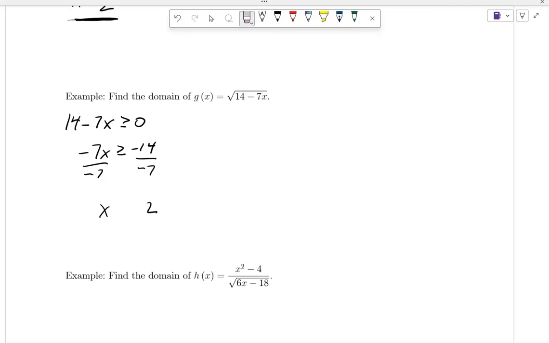What do I do with that inequality? I got to flip it because I divided by a negative, right? Remember, if you multiply or divide an inequality by a negative, it flips the inequality. So this says my x needs to be less than or equal to 2. So how would I express that in interval notation if I need everything less than or equal to 2?